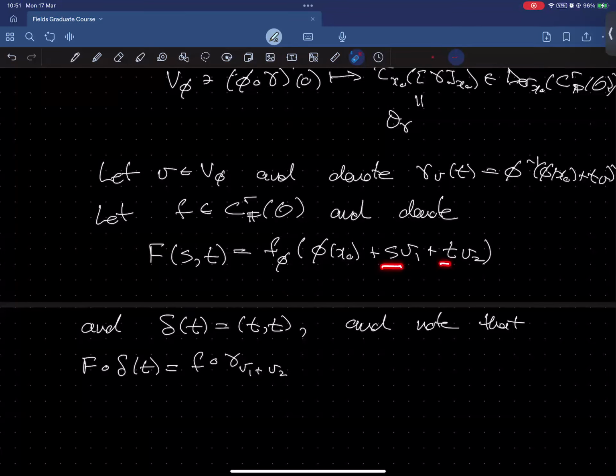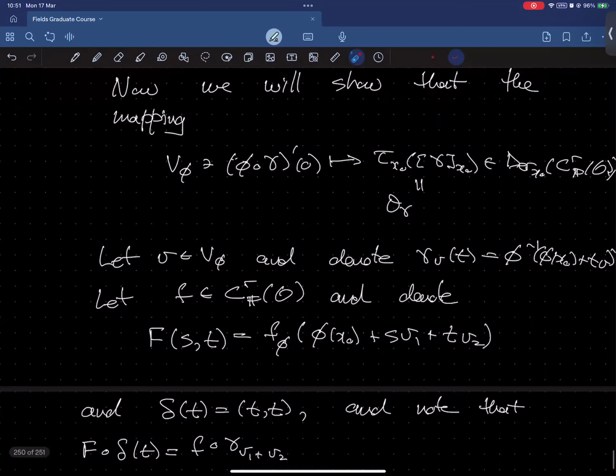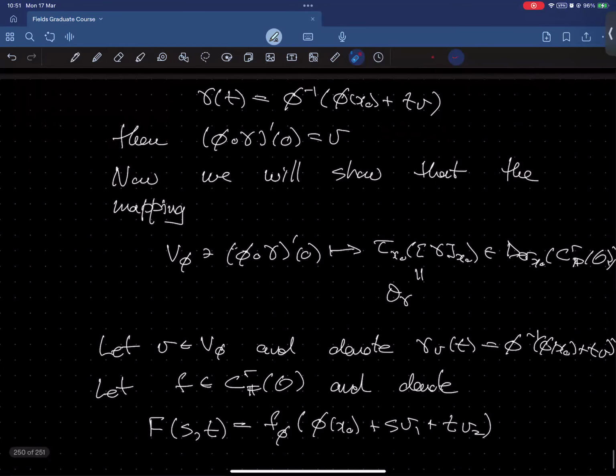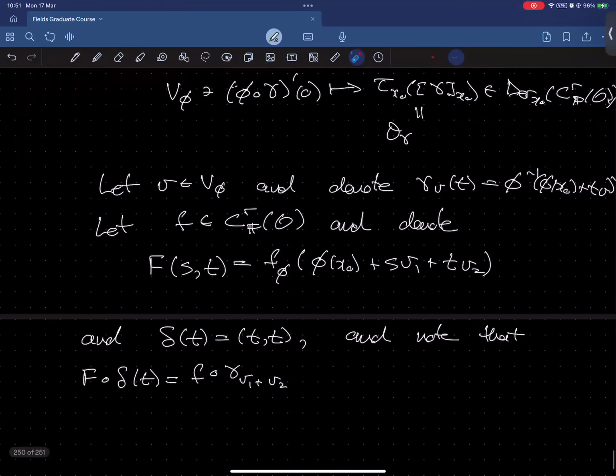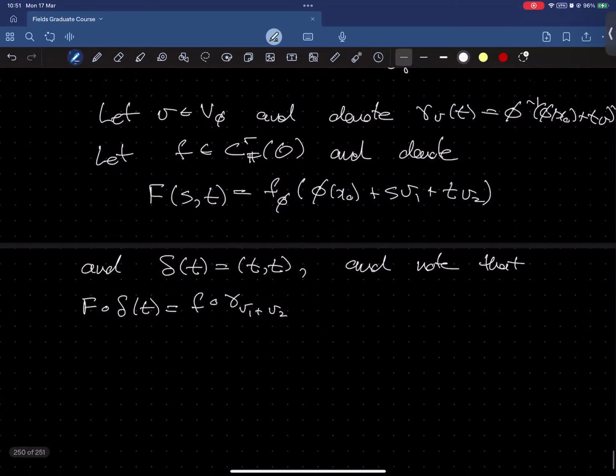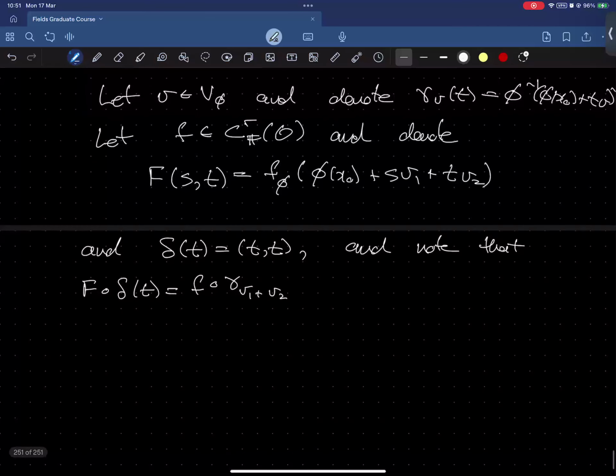If I set s equal to t, and I look at my definition of gamma v, then I can see immediately that by definition of capital F, this is f phi, and this is gamma phi. I've already seen previously that f phi composed with gamma phi is the same thing as f composed with gamma. So that's where I get this from. The point is now we've reduced it to a calculation.